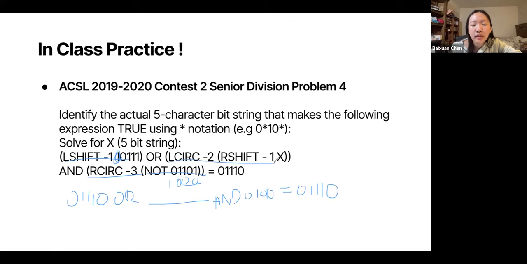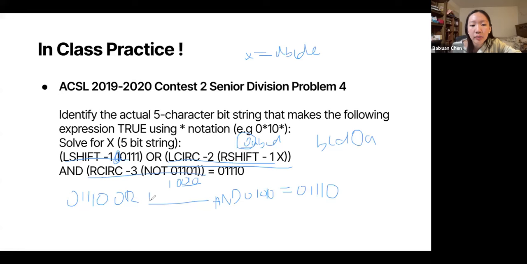This part. So let's say x is equal to A, B, C, D, E. What will a right shift do? It'll take off the E, and then it will add 0 to the front. So right shift x is equal to 0, A, B, C, D. And then we left circle 2, so we remove the front 2 digits and we add them to the end. So it'll be B, C, D, 0, A. So that's what this expression is equal to.